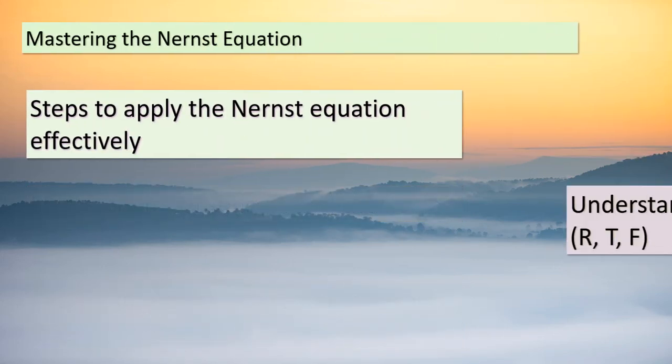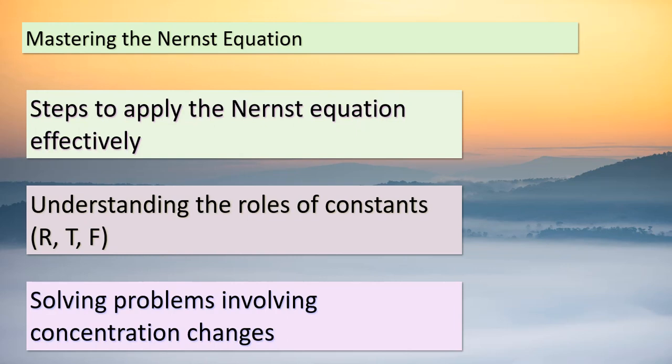Hello, aspiring chemists. As we approach the end of our journey into the Nernst equation, let's ensure you're equipped with the tools to master its application. Applying this equation effectively requires a step-by-step approach. Begin by understanding the constants involved: R, the ideal gas constant; T, temperature in Kelvin; and F, Faraday's constant. These constants add layers of meaning to the equation's components.